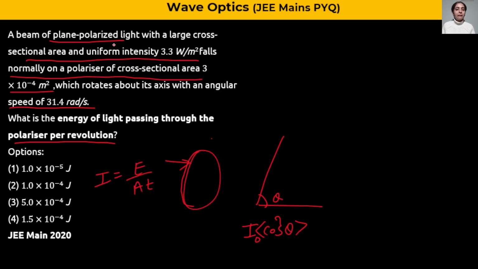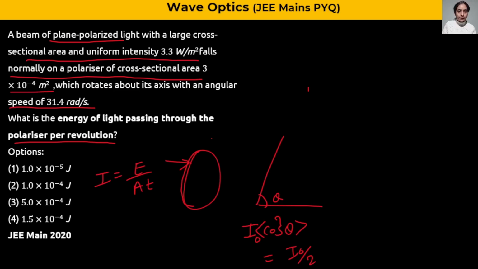Here the electric field vector is properly oriented because this is plane polarized light, but here theta is changing because this polaroid itself is moving. So the case is somewhat the same, only the situation has changed. So the same thing you will be getting, I naught by 2. This is the intensity you are getting. Now how will you reach the energy?